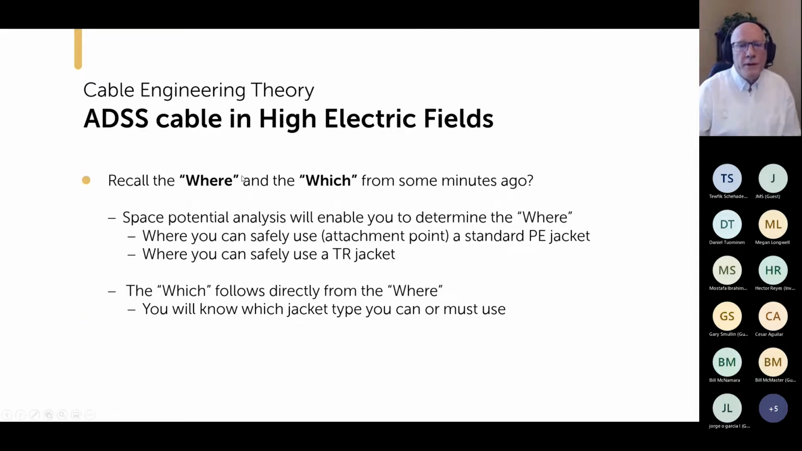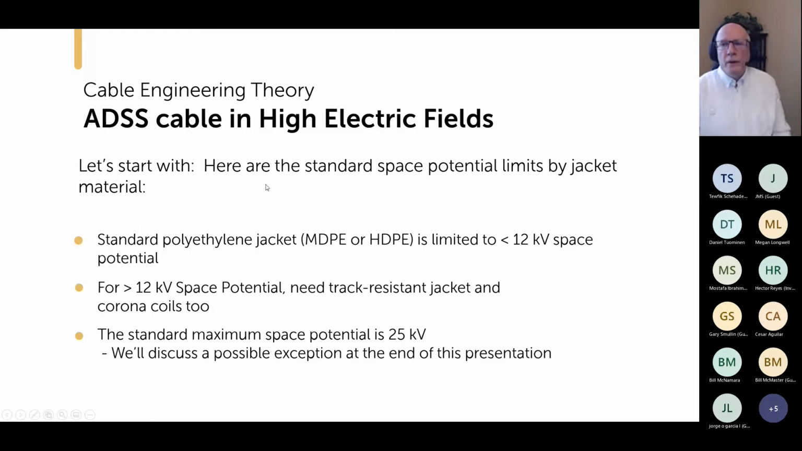We'll go there. So remember, I talked about where and which. If you're using space potential analysis, that's going to help you determine where you can safely attach a standard polyethylene jacket and where you can safely use tracking resistant too. Because remember, I said there's an upper limit to the field that you can use a tracking resistant jacket in. And once you know where you can put what, then you know which cable type to use. Pretty easy at that point.